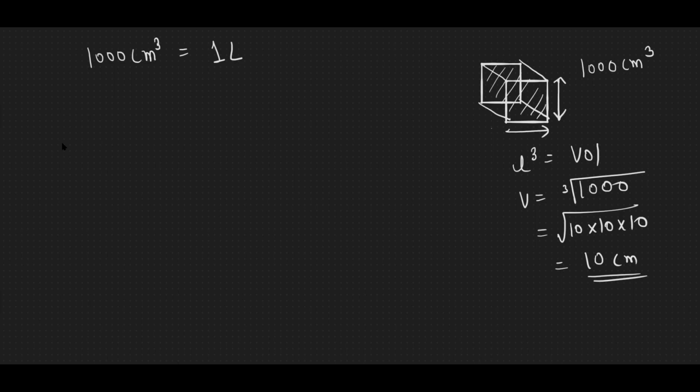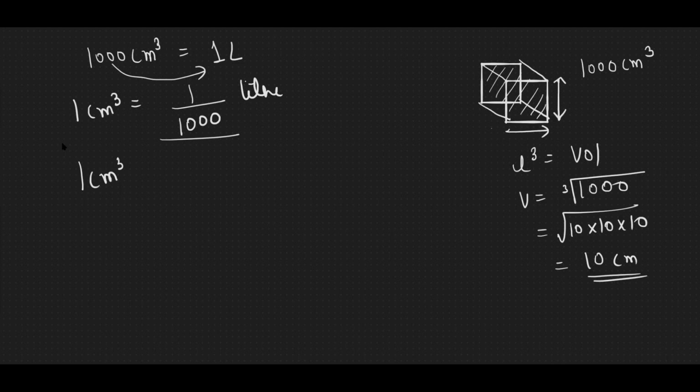So children, now 1 centimeter cube equals 1 upon 1000 liter. How is this coming simply? Cross multiply, 1000 comes down below in the denominator. So 1 centimeter cube equals 1/1000 liter, and 1 centimeter cube is also called 1 ml. But I have already told you 1000 ml equals 1 liter. So what are the conversions?